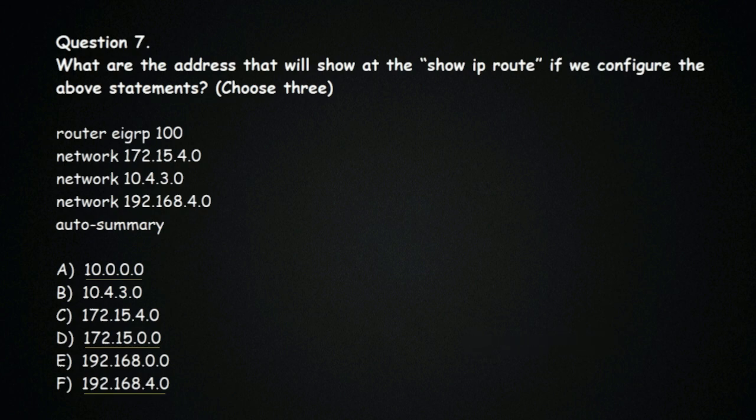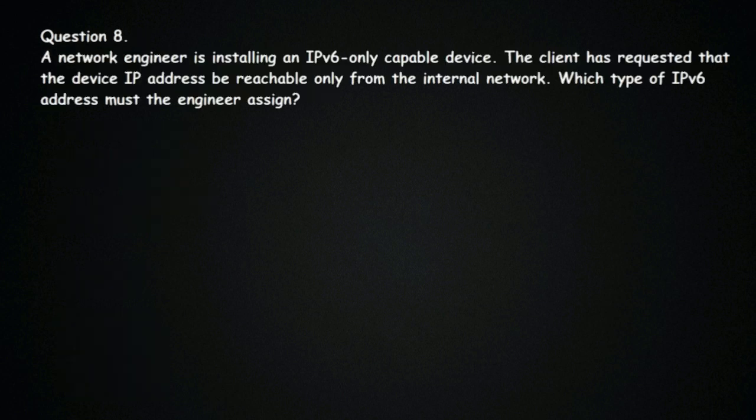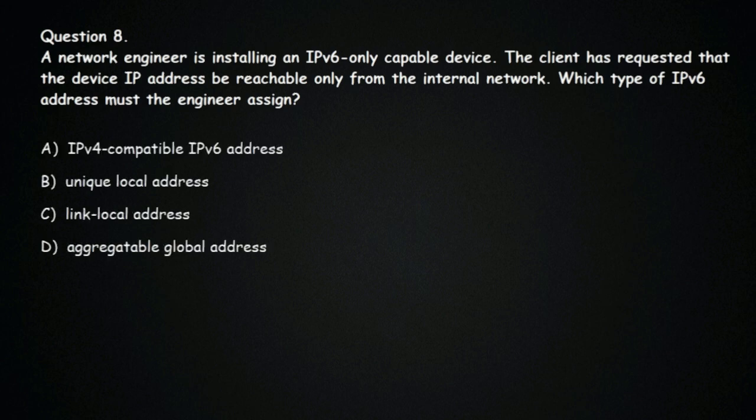Question 8. A network engineer is installing an IPv6 only capable device. The client has requested that the device IP address be reachable only from the internal network. Which type of IPv6 address must the engineer assign? Options. Correct answer is B. Unique local address.